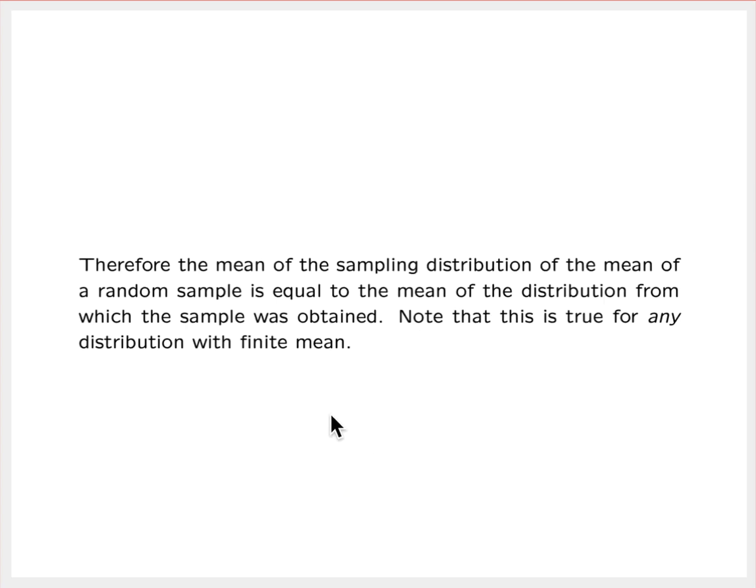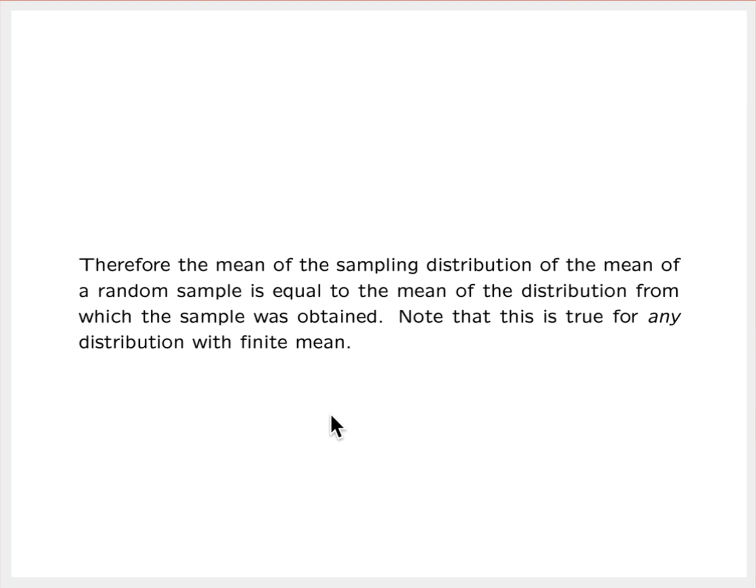And so that's what we're saying here in this slide. The mean of the sampling distribution of the mean of a random sample is equal to the mean of the distribution from which the sample was obtained. And this is true for any distribution with finite mean.